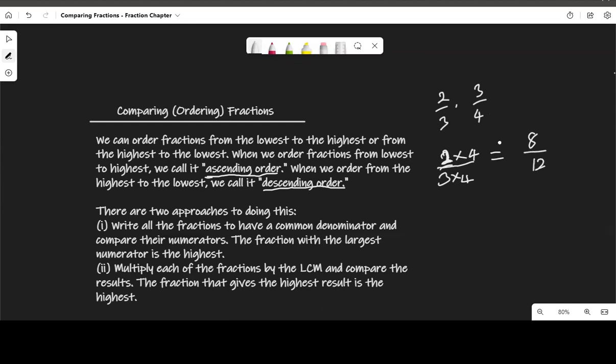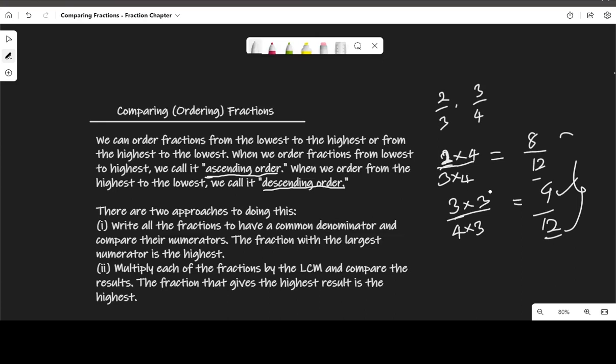Doing the same thing to the second fraction, which is 3 over 4, to express it to also have a common denominator with this, again I'll need to multiply this by 3 to get 12, and also multiply this by 3. 3 times 3 is 9, and 4 times 3 is 12. So the two fractions now have a common denominator of 12. The fraction with the highest numerator is the biggest. So in this case, 3 over 4 is bigger than 2 over 3.